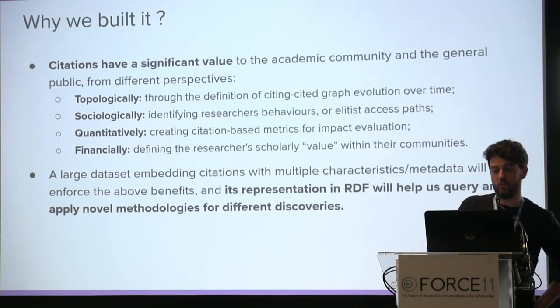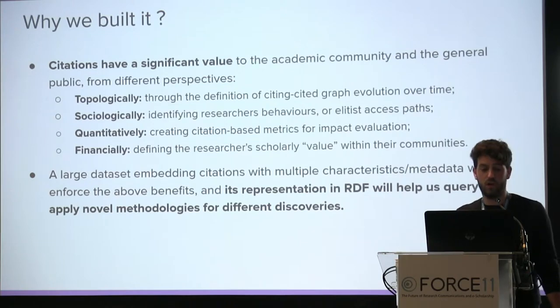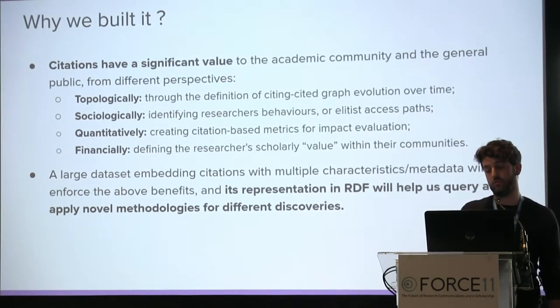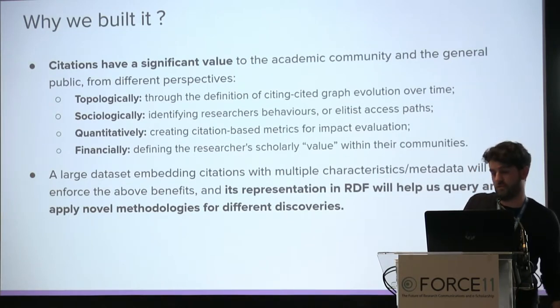If we think topologically, we can construct citing and cited graphs and look at how they evolve over time. If we think sociologically, we can identify the behavior of researchers and, for instance, also elitist access paths. Quantitatively, if we think about bibliometric studies, we can, for instance, go for the impact evaluation of the citations. Financially, citations are getting more and more important for researchers, and they are getting a high value for them.